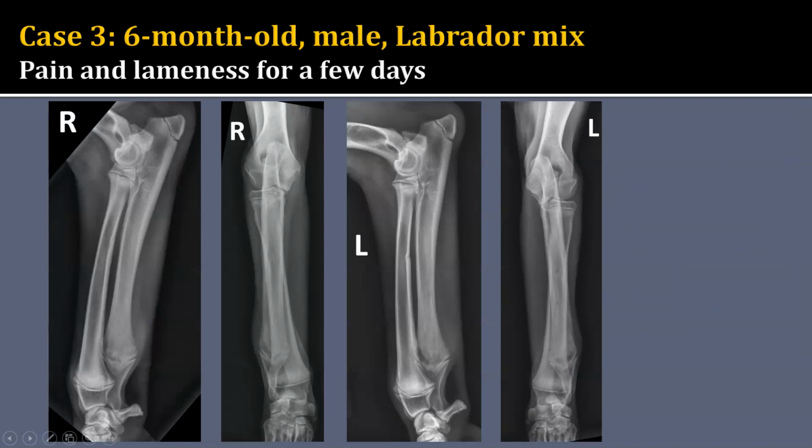Our next case is a 6-month-old male Labrador mix. We have orthogonal views of the bilateral antebrachii. I first noticed that yes, this is indeed a young dog. So we have open growth plates here. We have good positioning and exposure. Remember, for long bones, we want to have a joint above and the joint below. So we have that bilaterally here. So pain and lameness for a few days in a relatively young patient.